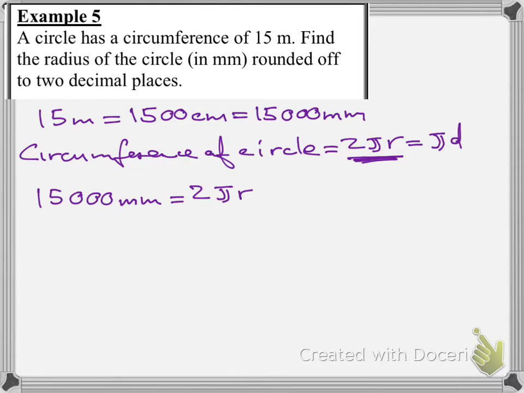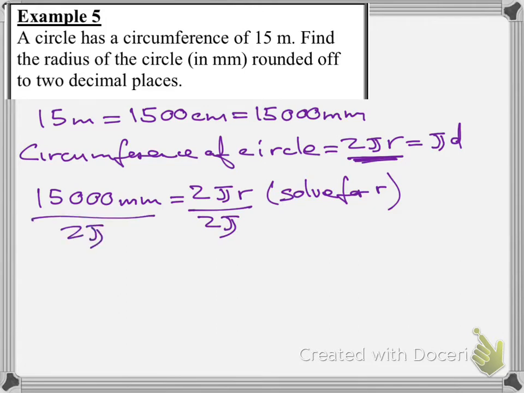So here we are going to solve for pi. No, solve for r actually. So solving for r, we divide both sides by 2 pi. Right? So our r will be equal to 15,000 all over 2 pi. These are millimeters. The question says that we must round off our answer to 2 decimal places. So we are going to use the pi which is on our calculator.